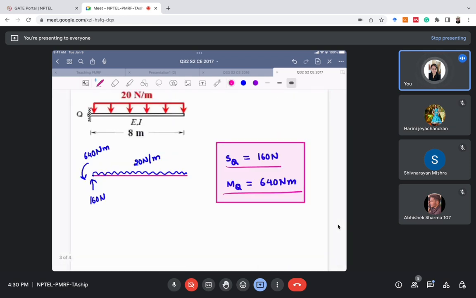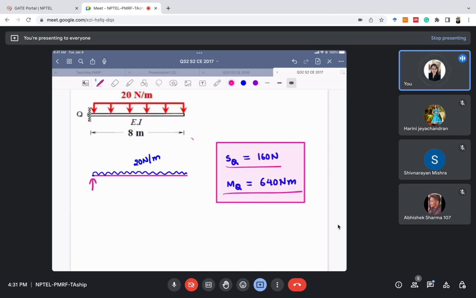Now for this beam also we can draw the free body diagram similarly. Okay, so let me draw it again for you. So this was our UDL. Now we need to find the value of MQ and SQ. So SQ will be simply the shear force. So we will have an upward reaction here, and what will be the value of that reaction?